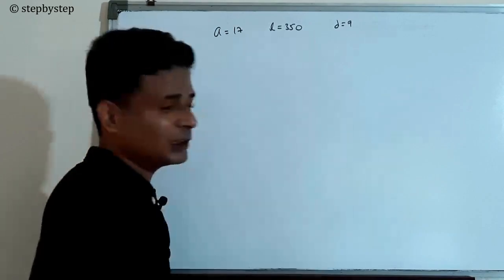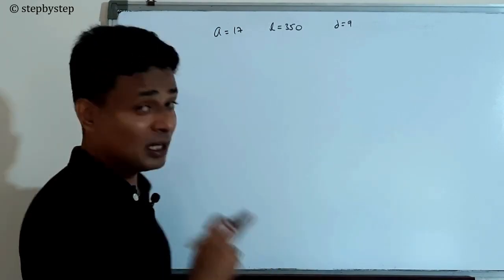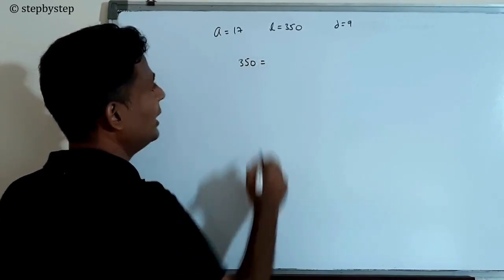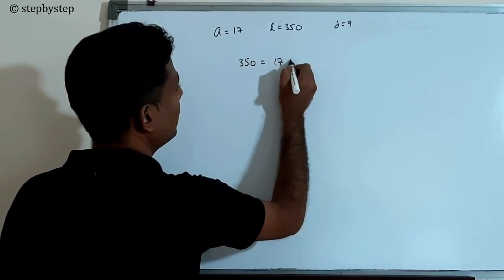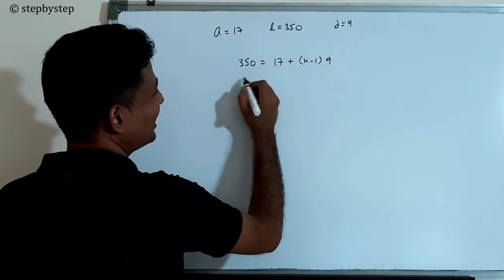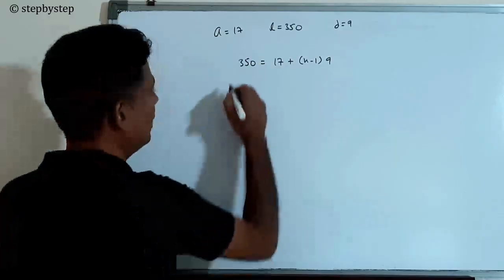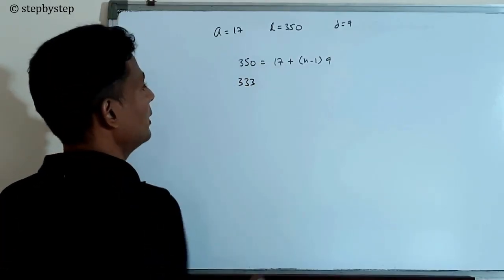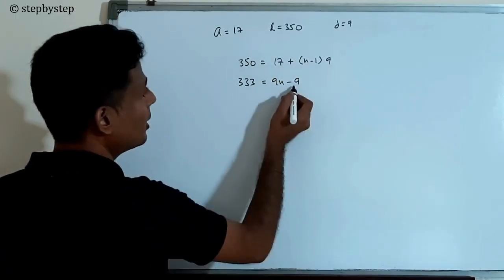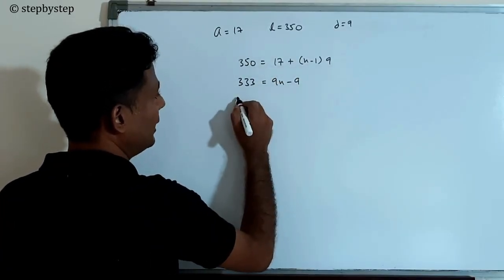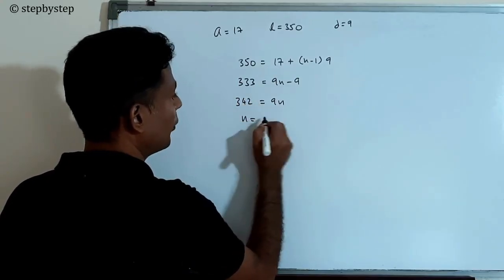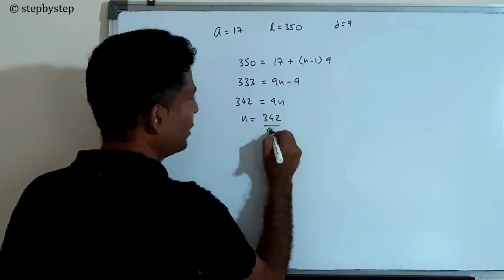We know the last term, which means the n value for the last term is the number of terms. So we'll take A of n as 350 equal to A, that is 17, plus (n minus 1) into D. Now I transpose 17, it becomes 350 minus 17, which is 333, equal to 9n minus 9. Opening the brackets, minus 9 comes this side, it becomes plus 9. So 342 equal to 9n. So n equal to 342 by 9.